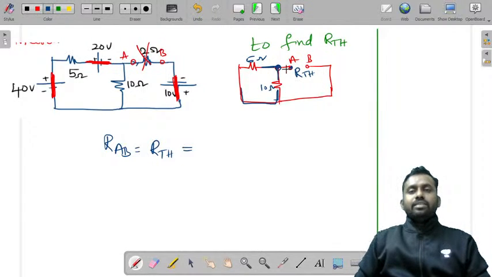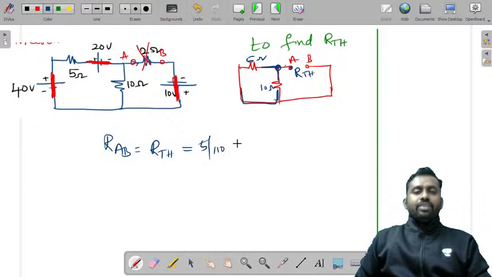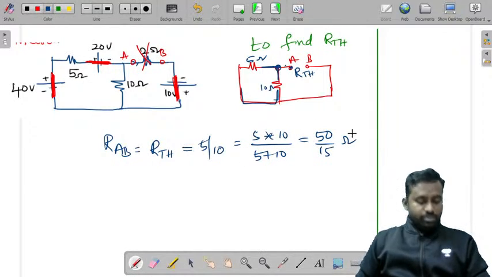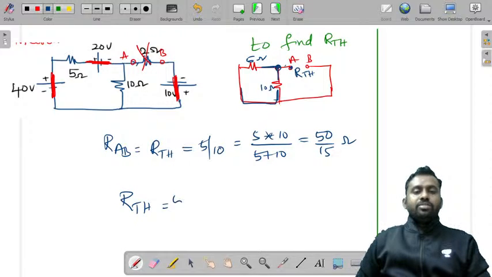That means the current is different, so you can say these two are in parallel, 5 in parallel with 10, that is 5 into 10 by 5 plus 10, that is 50 by 15 ohms. So this is the value of RTH. You have got the RTH value, therefore RTH is equal to 50 by 15 ohms.